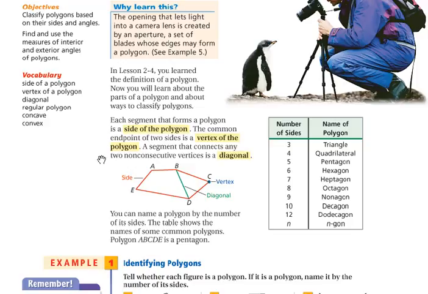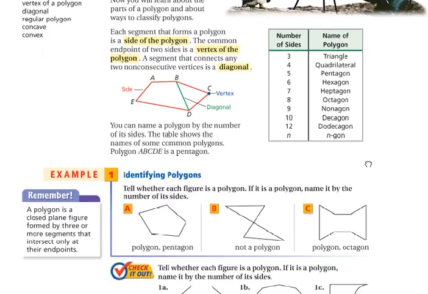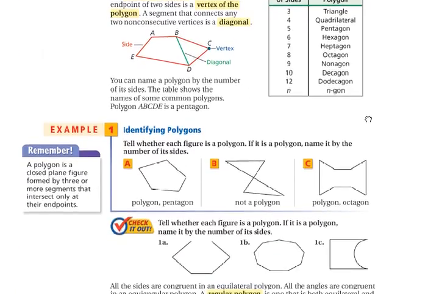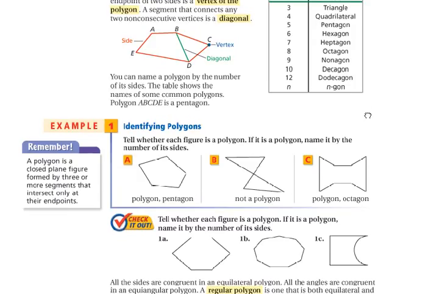So we have the sides of a polygon in this diagram. We have our vertex points, the vertex points of a polygon, and usually we label those with a capital letter: A, B, C, and so forth. And then we have the diagonals of a polygon, where we go from one vertex to another. Those are some of the things we're looking at in this chapter.